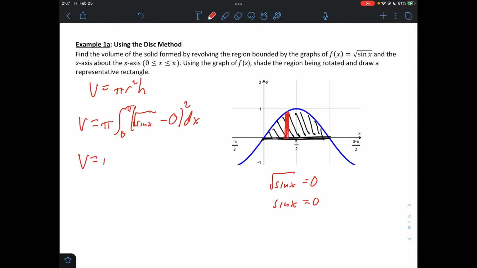All right, so simplifying this before we take the antiderivative, it's no longer squared. The square and the square root cancel each other out. And now we can take our antiderivative. The antiderivative of sine is negative cosine, so let me write this a little differently here: negative pi times cosine of x from 0 to pi.